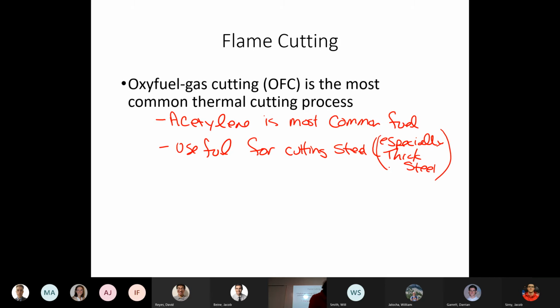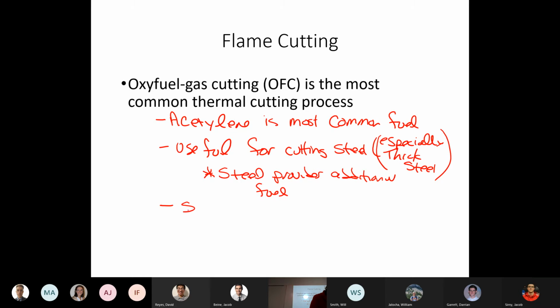And what's interesting is the steel provides additional fuel. So once you get this process going, the energy that the torch is providing is supplemented by the steel combusting as well.